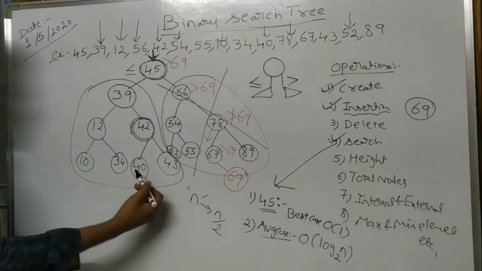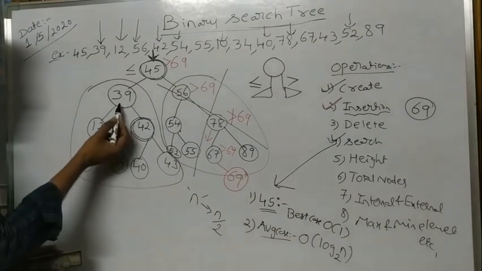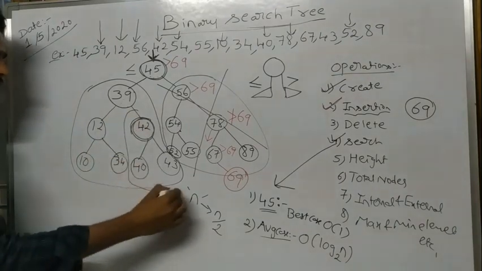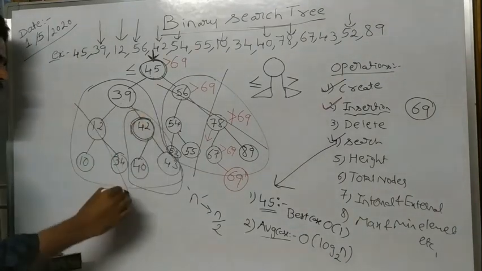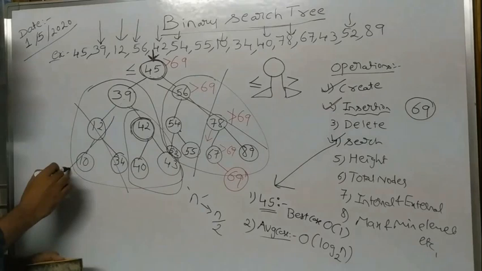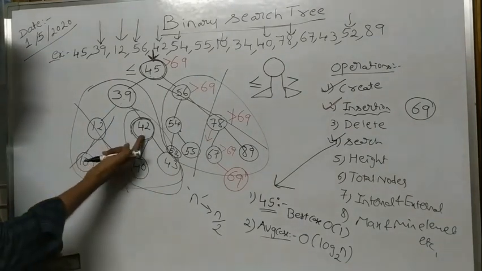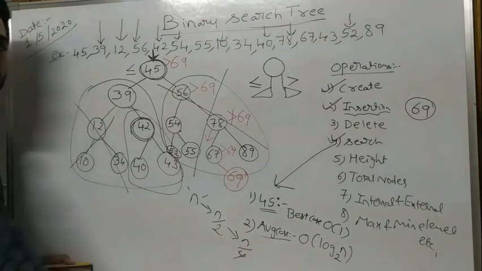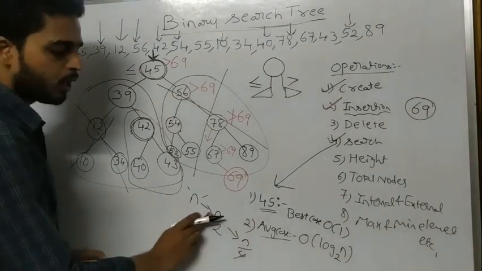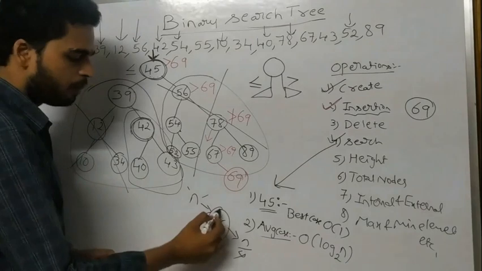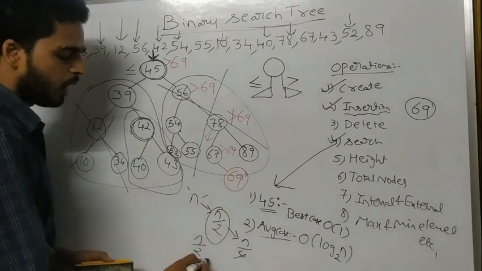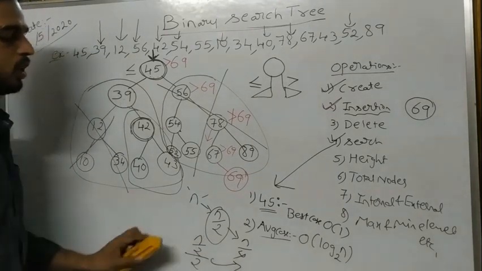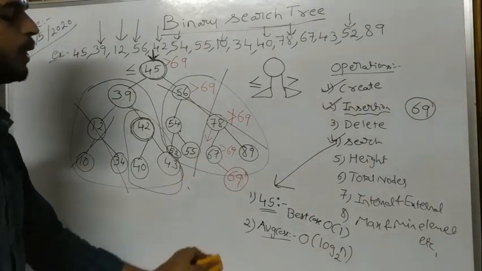And for the next operation, I will check with the node 39. Is 42 greater than 39? Yes, so it will go to the right side. Meaning that I will move to the right side, and I will skip these 3 elements here. So in the next iteration I am going to skip n by 4 elements, I mean n by 2 by 2. Among the n by 2 elements, I am going to skip again half of the elements, so you will get n by 4 elements. So this is the reason you are getting the time complexity of big O of log n.